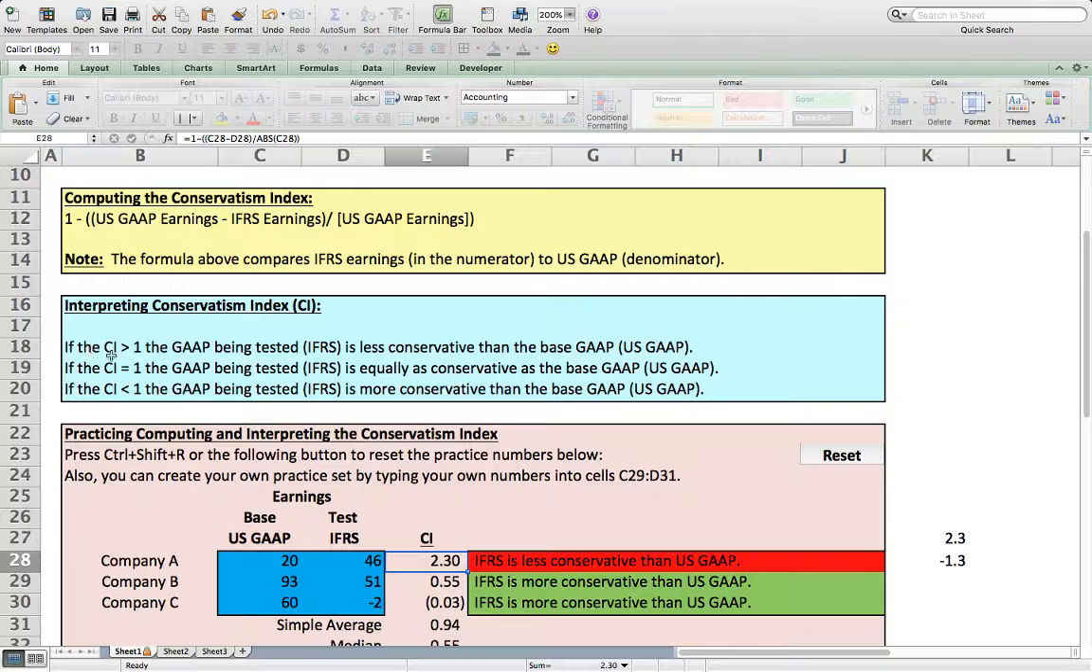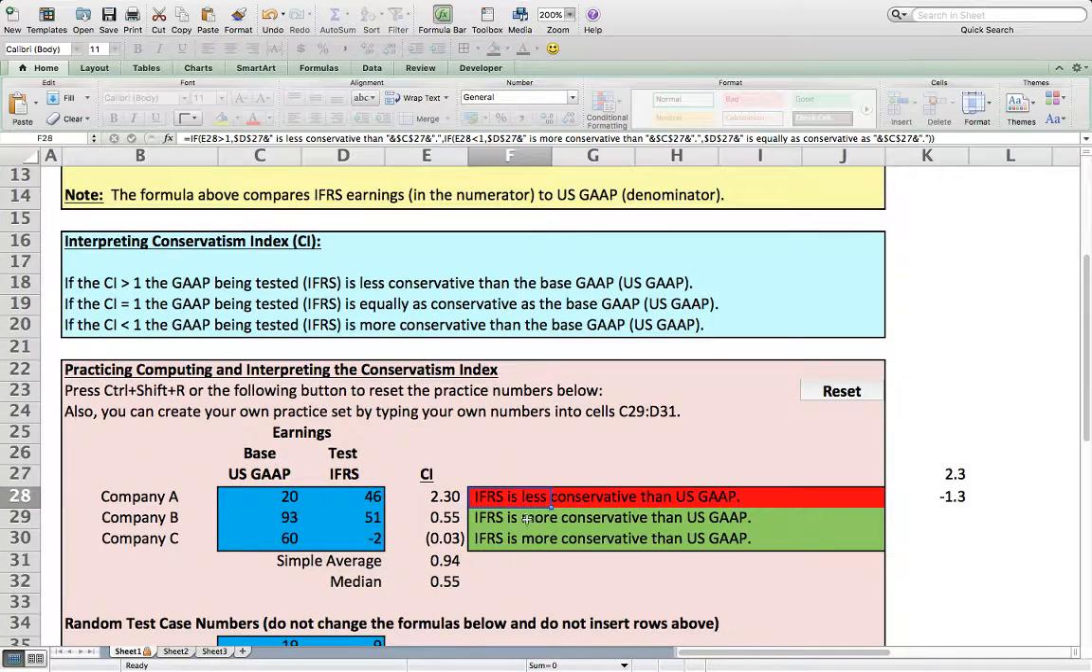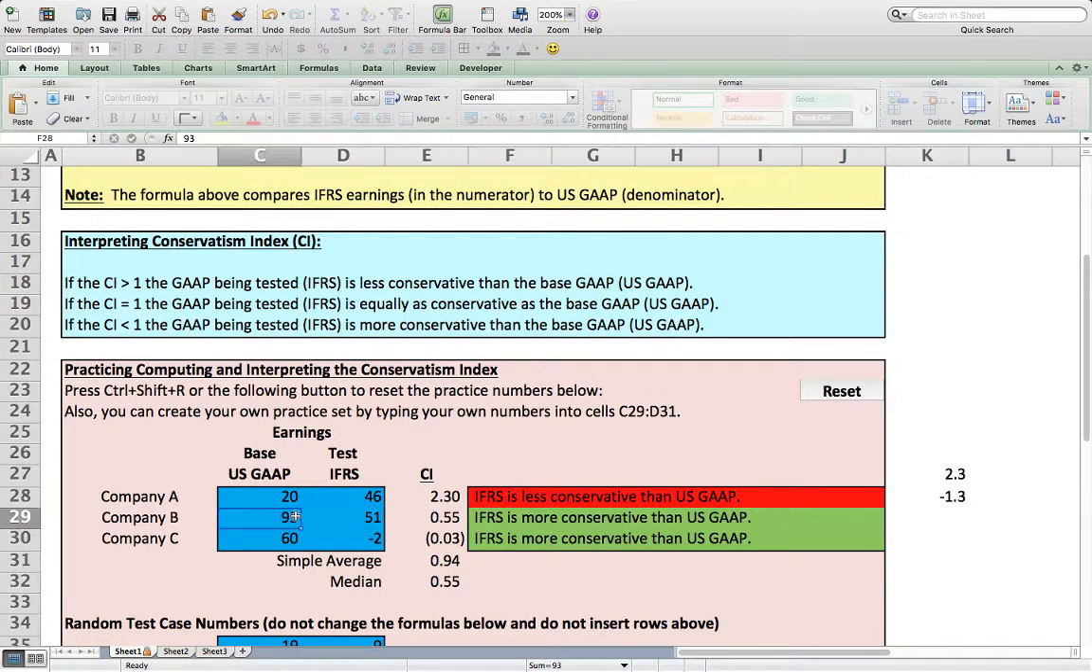As we interpret that, we see that the conservative index is greater than 1, so IFRS is less conservative than US GAAP. That's how you would interpret that. Same thing with the other ones. You can change this up: 93 minus 51. This is just a long version. Once you understand the concept, you can easily put it in the formula and understand what's going on. Divided by 93.